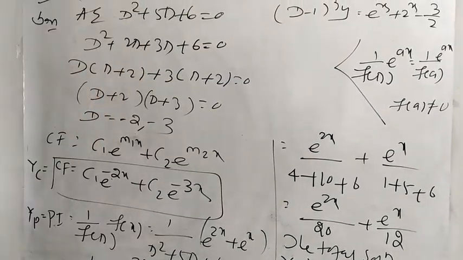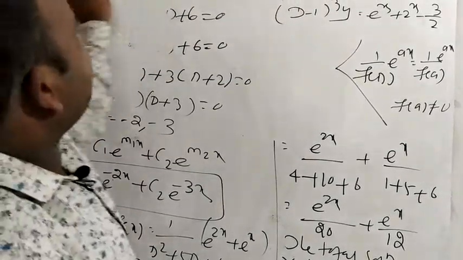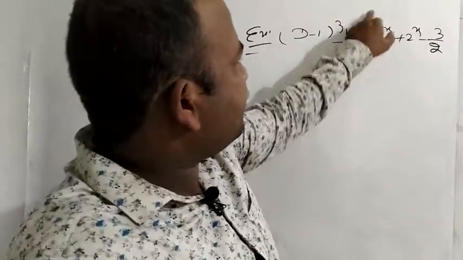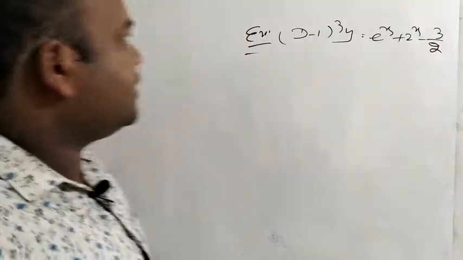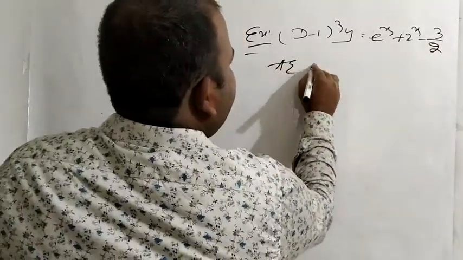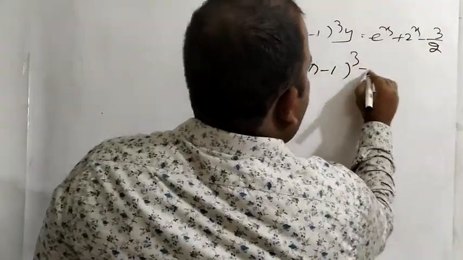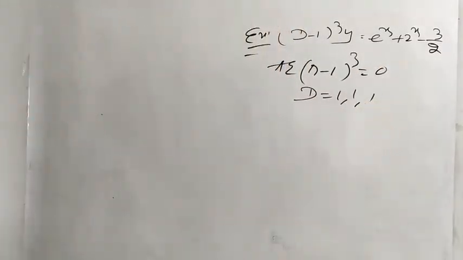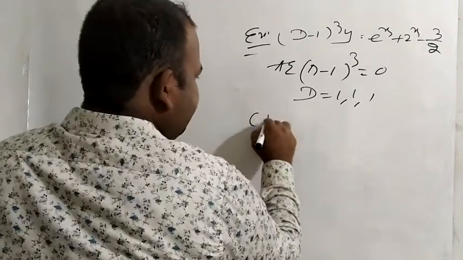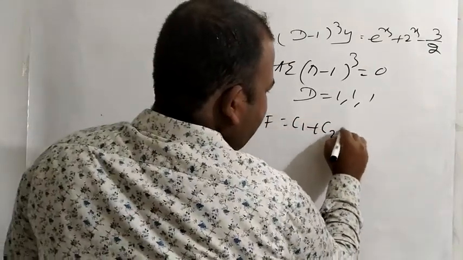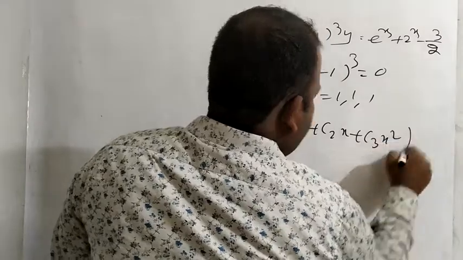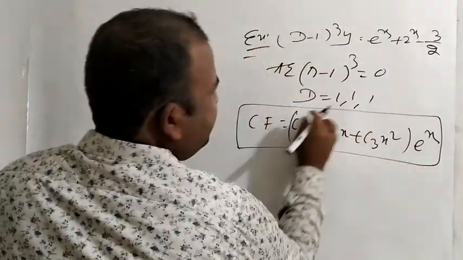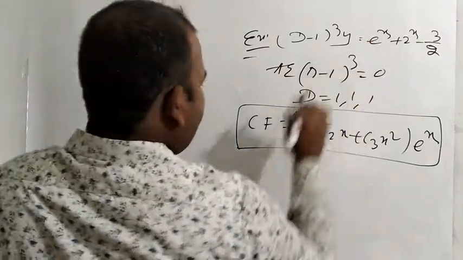So what is it? This is (D minus 1) whole cube into y equals e raised to x plus 2 raised to x minus 3 by 2. So what is the auxiliary equation? (D minus 1) whole cube equals 0. So D equals 1, 1, 1, repeated 3 times. So what is CF? (C1 plus C2x plus C3x square) e raised to m1x. What is the value of m1 here? It is 1. Now we will find the PI.